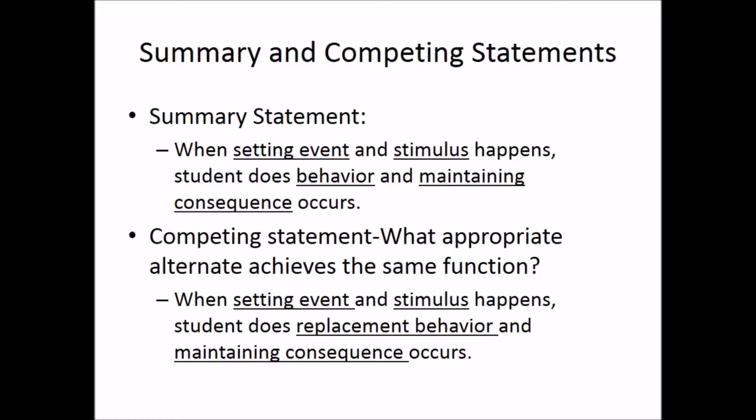Once we've determined the function of a behavior and have developed a summary statement, we then develop a competing statement. Our competing statement includes the alternate appropriate behavior that meets the same function. Here's a hint. The maintaining consequence must remain the same.